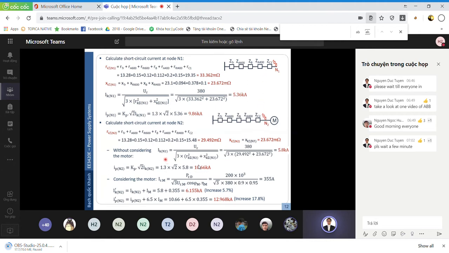And for the case to consider the motor, you have a k here to increase. It increases because we have more currents from the motor. But you can see that the increase is not quite high because the motor capacity is not so high compared to the system, right? Yes. It's high, but not really as high as we thought.